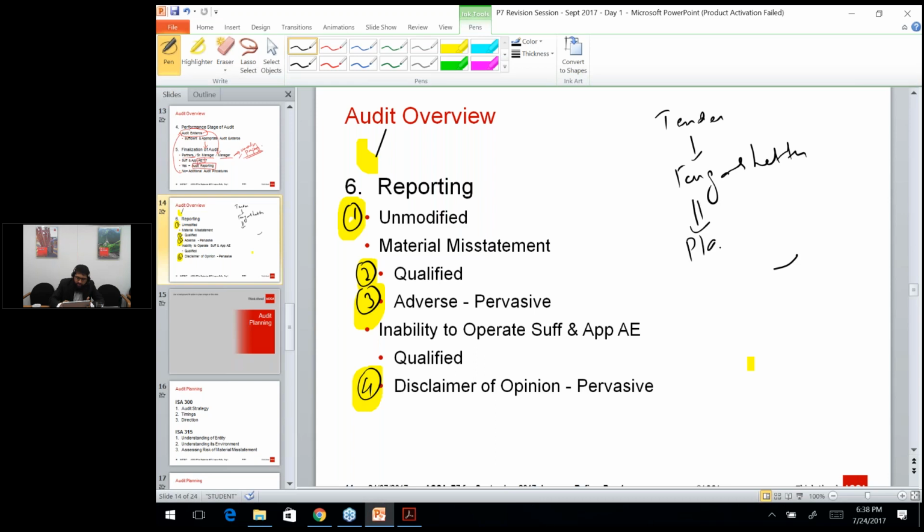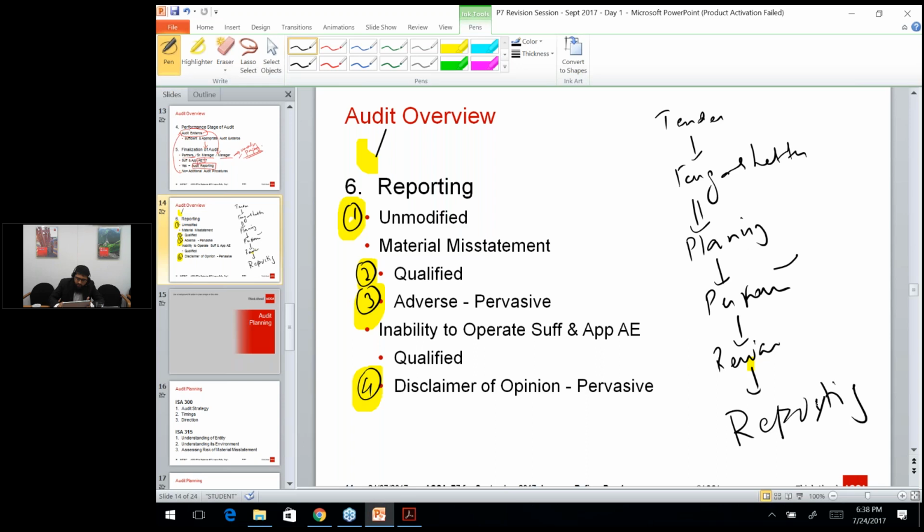the planning stage. Once you have planned for the audit, then you perform the audit, and once you have performed the audit, the finalization or review stage arises, and once the review has been done, the reporting stage arises. This is how the overall audit operates. This is how the overall audit functions.